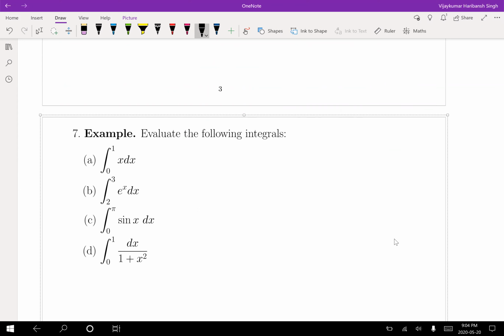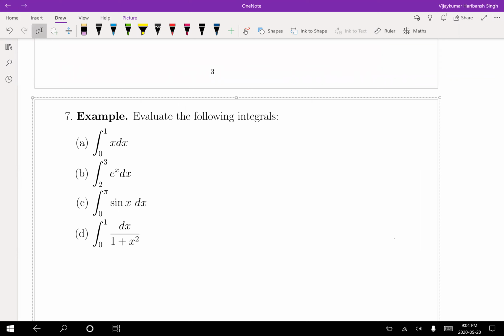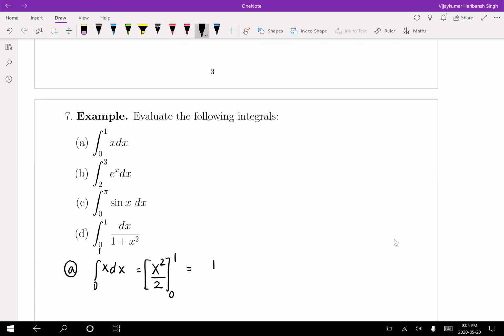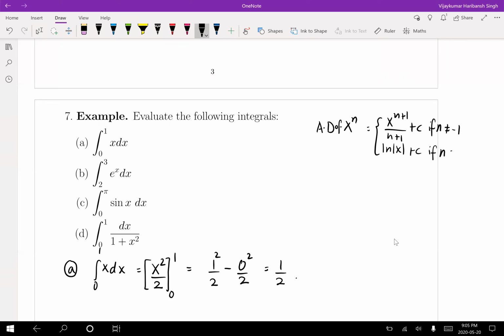Integral from 0 to 1 of x dx. So now, first of all, all of them are definite integrals, so we are going to get a number for all of them, right? So a, we get the integral from 0 to 1 of x dx. Now, what is an antiderivative of x? It's x squared by 2, from 0 to 1, which is going to be 1 by 2 minus 0 by 2, or 1 squared by 2 minus 0 squared by 2, which is 1 by 2. Note, recall, the antiderivative of x to the n is x to the n plus 1 divided by n plus 1, plus c, if n was not minus 1, and is ln of the absolute value of x plus c if n was minus 1. Yeah, you would have seen that in calculus.